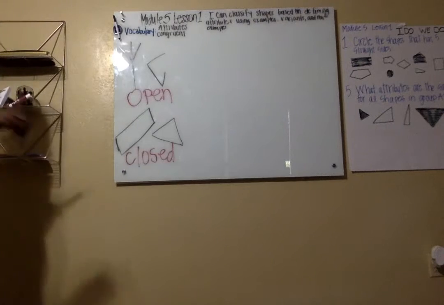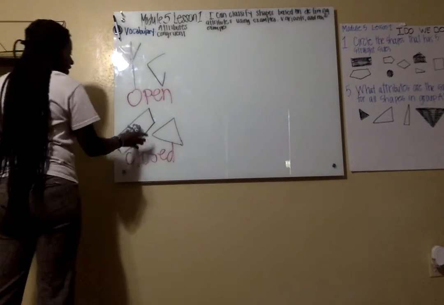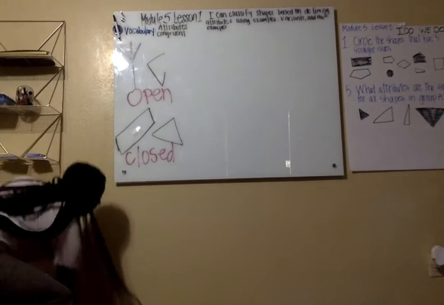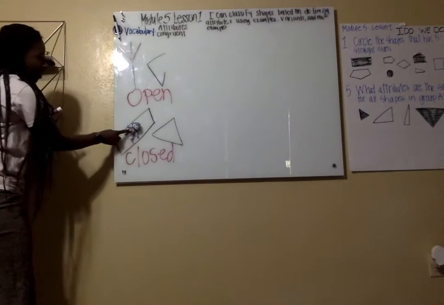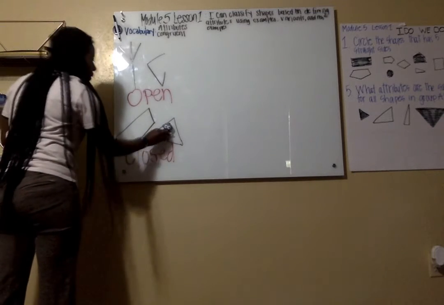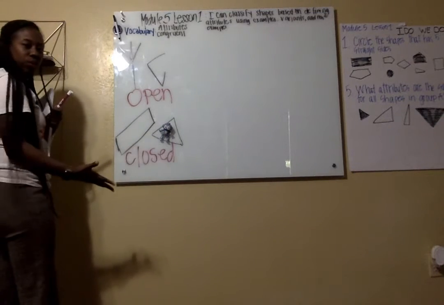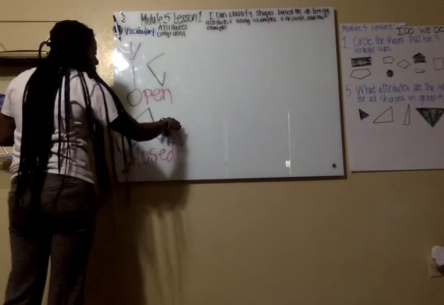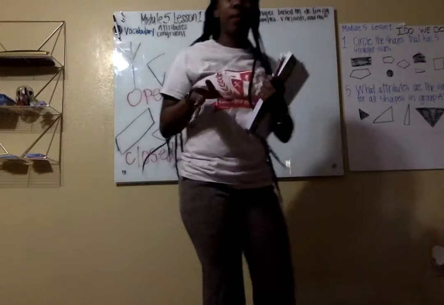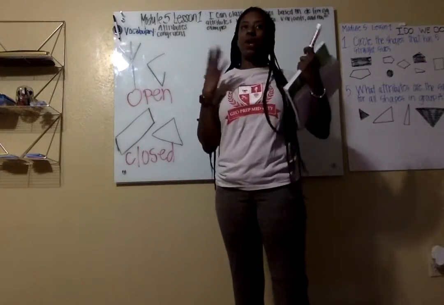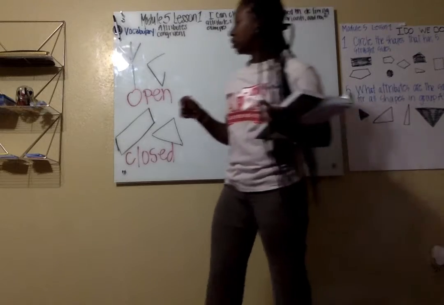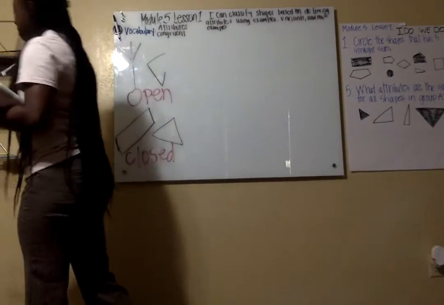But with a closed shape, where's your exit? Where's your exit? Where could you go? Nowhere. In this closed shape, where would you be able to go? Nowhere. There's no way you can get out of these closed shapes. So the main thing we want to talk about and that we want to do, we want to talk about closed shapes.